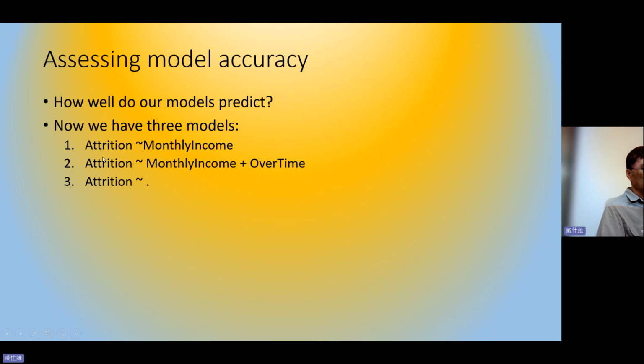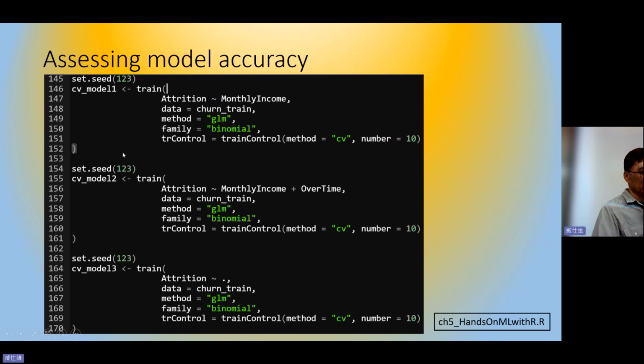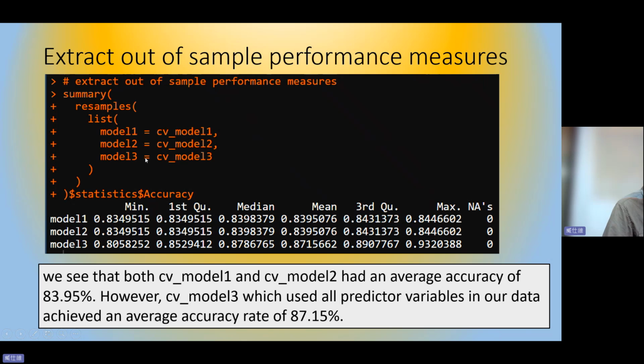Next, about assessing the model accuracy. We have three models, so we need to compare their prediction accuracy. Here are the codings, just for your reference. Because I made some mistakes in the numbers, I corrected them. Now you can see the accuracy. We are using summary, and we have model 1, model 2, model 3, and accuracy.